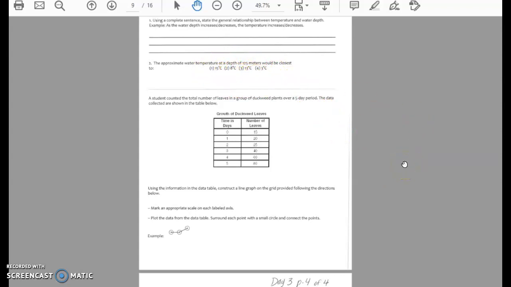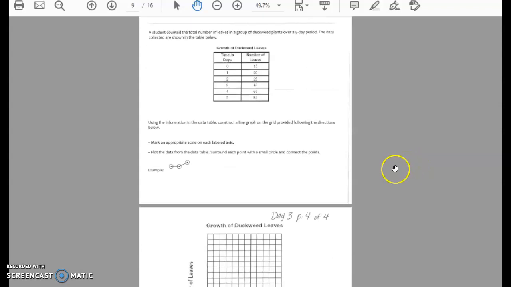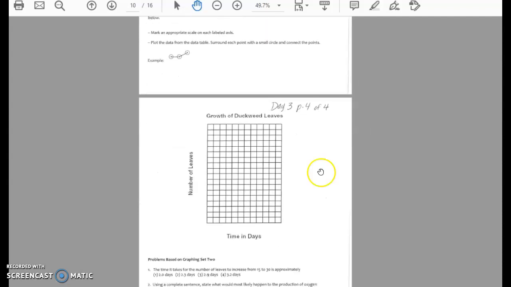A student counted the total number of leaves in a group of duckweed plants over a 5-day period. Okay, again, you got to do another one here on day 3, but all the hard stuff is done for you. So, independent variable, time in days. Dependent variable, number of leaves. All you have to do, add your points on the graph, make sure you've got your intervals here on your axes. Okay, make the points, circle the points, connect the line.